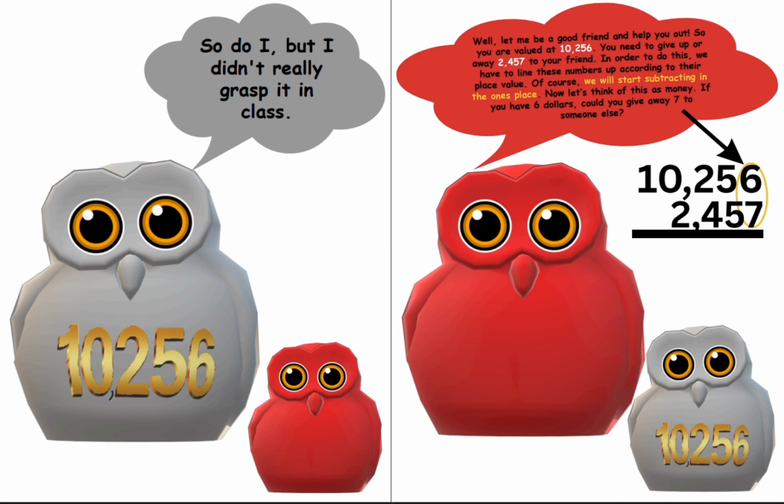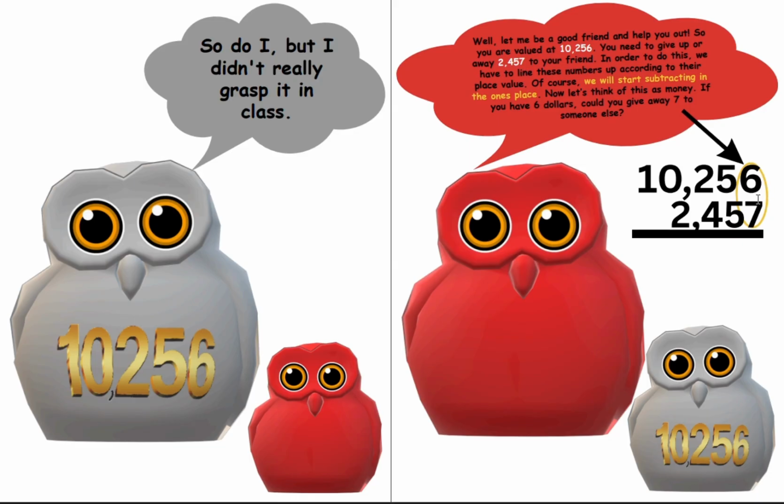Well, let me be a good friend and help you out. So you are valued at 10,256. You need to give up or weigh 2,457 to your friend. In order to do this, we have to line these numbers up according to their place value. Of course, we will start subtracting in the ones place.